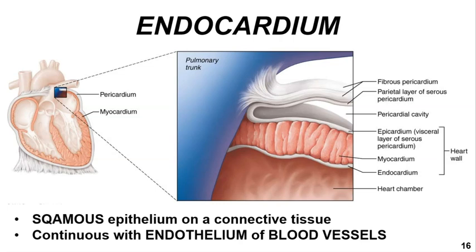And finally, we have the endocardium, which is a squamous epithelium that's resting on a connective tissue. And we see that the endocardium is continuous with the inner epithelial lining, or what's known as the endothelium, of the blood vessels.